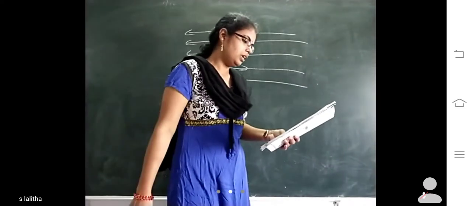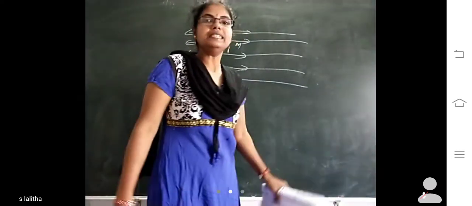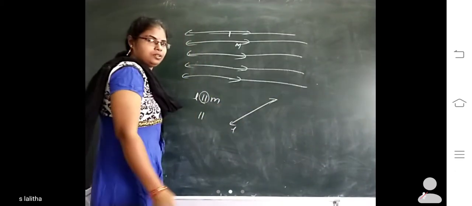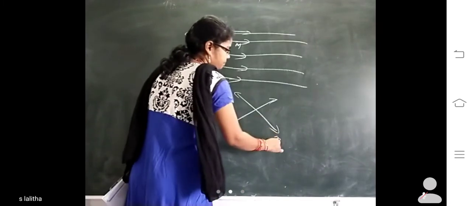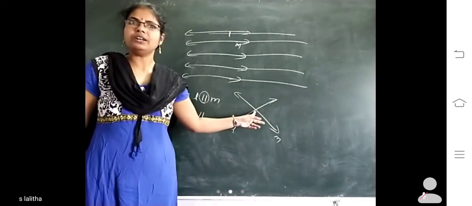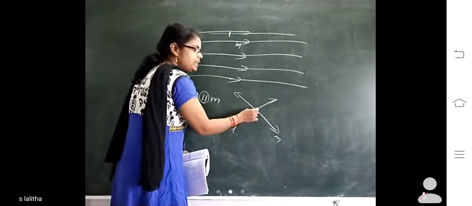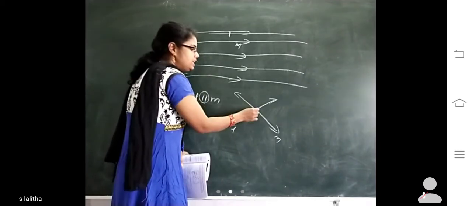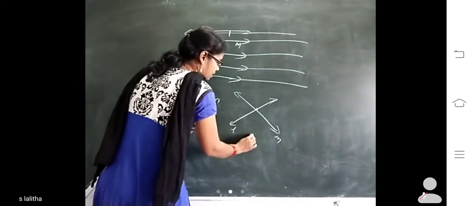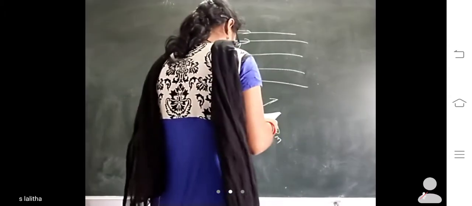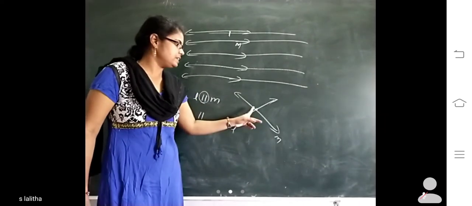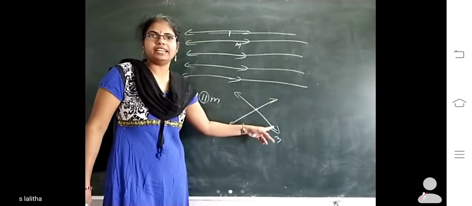Next, intersecting lines. Suppose I draw one line here, L, and I draw another line here. These two lines are intersecting at one point. Do they intersect or not? So these two lines are intersecting lines. What is the symbol for intersecting lines? There is no symbol. L is intersecting M. These two lines intersect at one point.